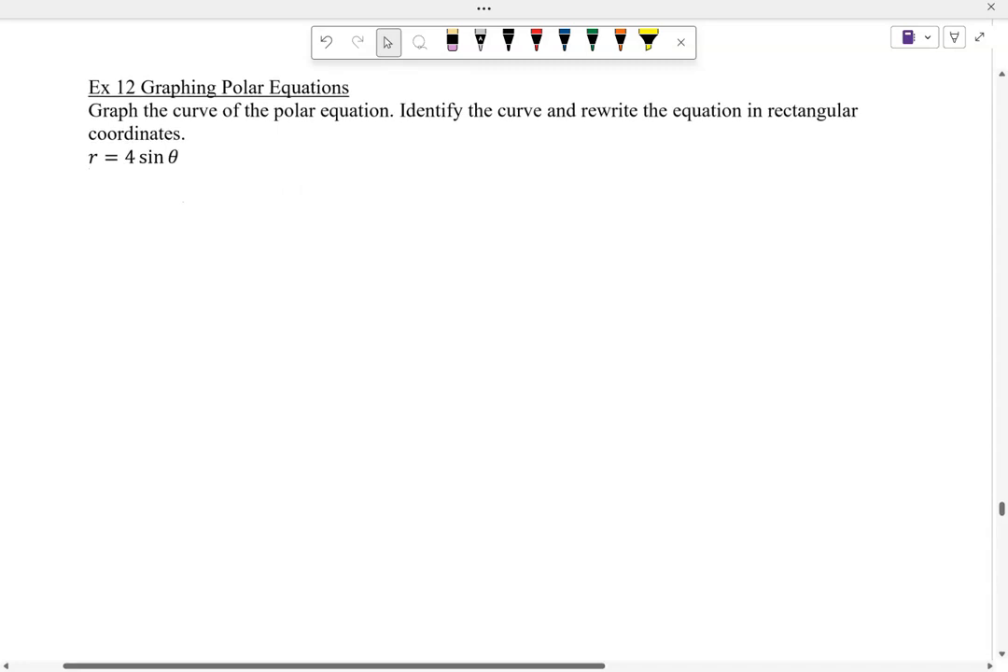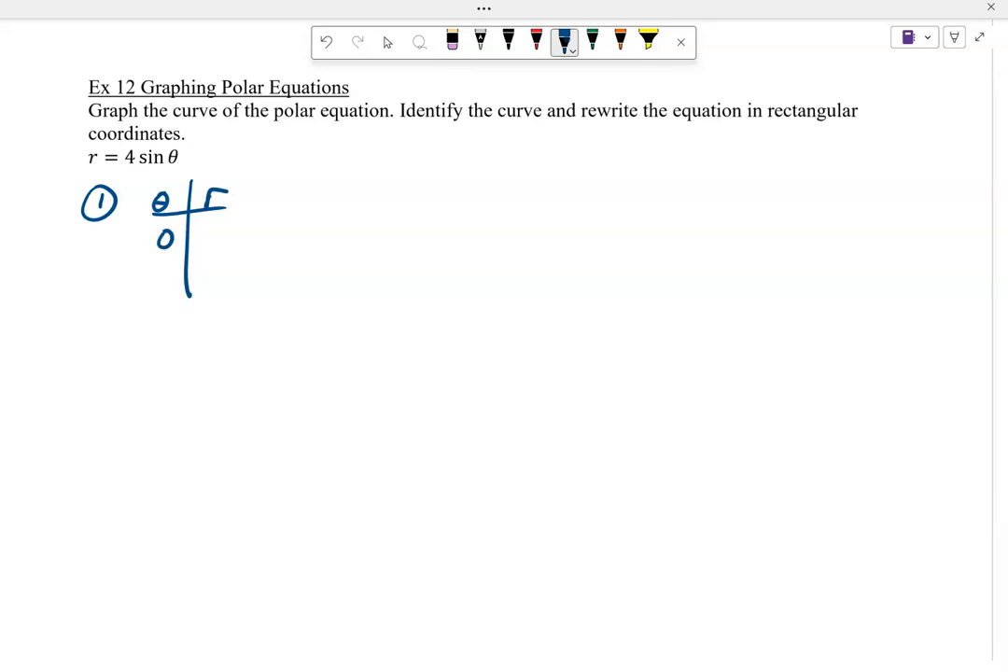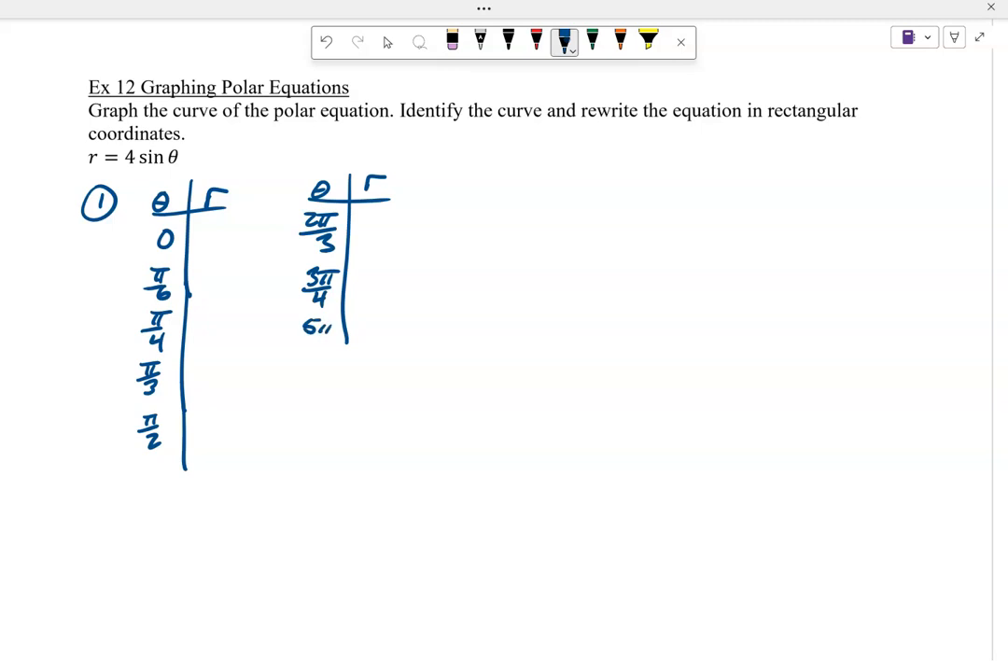How about R equals 4 sine of theta? Let's pick some thetas. How about 0, pi 6, pi 4s, pi thirds. Let's go pi halves. Let's do a few more here. 2 pi thirds. And we'll just throw them in one by one.